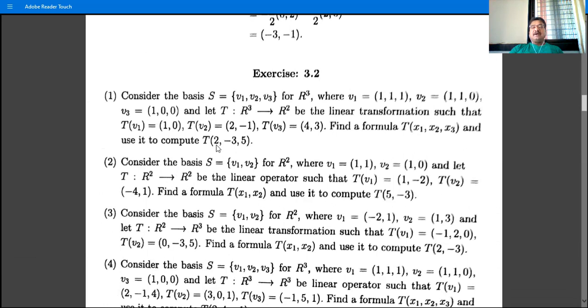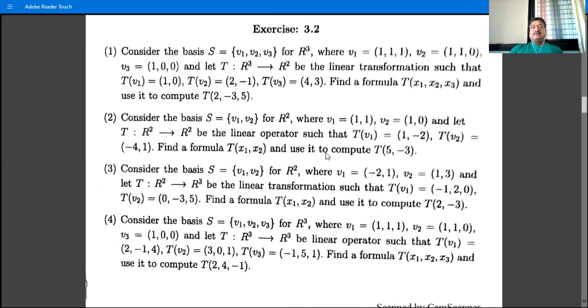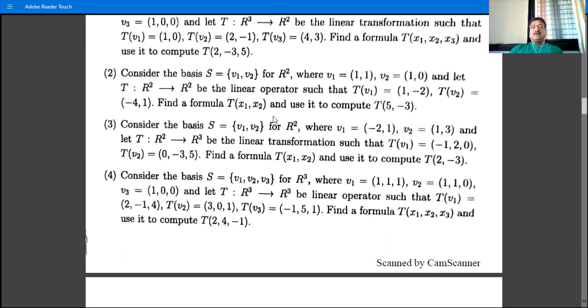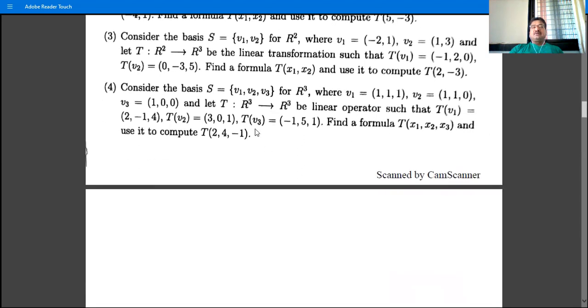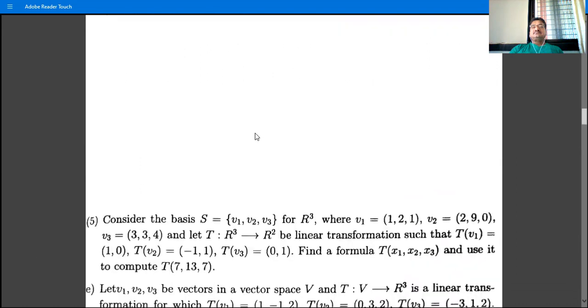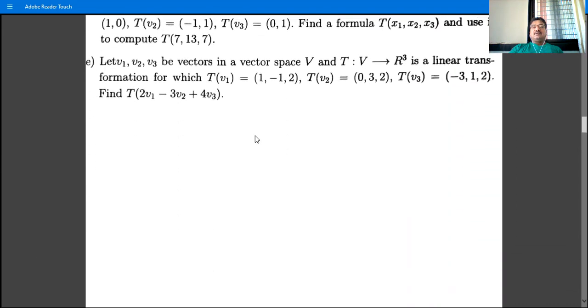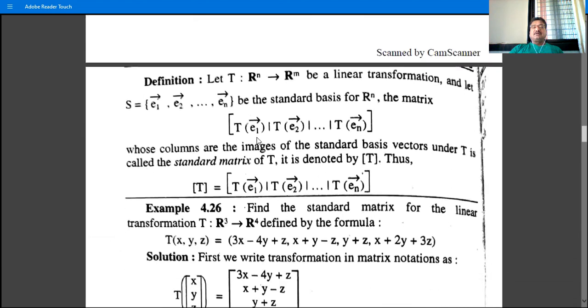And then compute T(2, -3, 5). So substitute x1, x2, x3 as 2, -3, 5, and we have the answer of this problem. So answers are also given. Same type problems are these. Solve these problems. So we have to find the formula for the linear transformation.